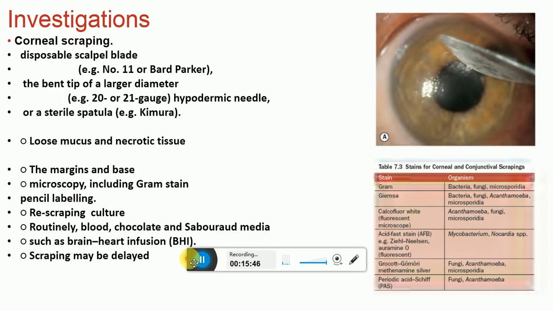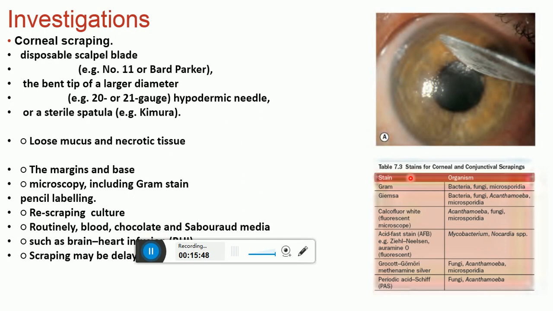These are the stains. The Gram stain for bacteria, fungi, microsporidia. Giemsa stain for bacteria, fungi, Acanthamoeba and microsporidia. Calcofluor white, with fluorescent microscope, for Acanthamoeba, fungi, microsporidia. Acid fast stain, for example Ziehl-Neelsen, auramine or fluorescent, for Mycobacteria and Nocardia species.